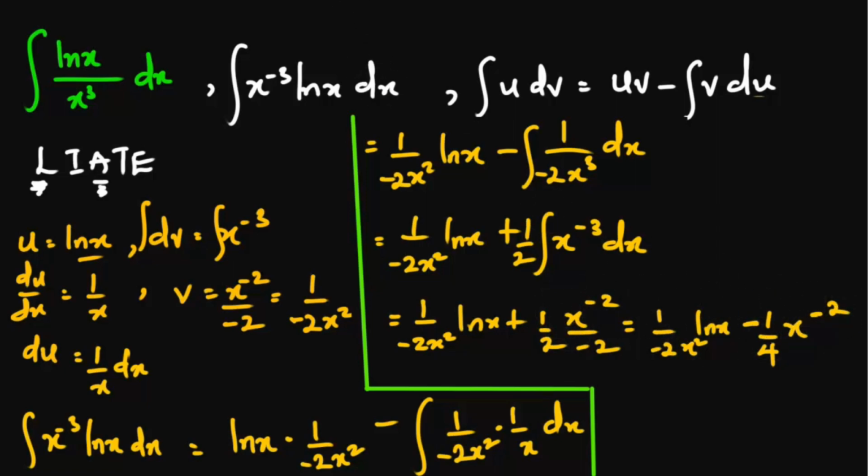Plus c. Or we can write this x to the power minus 2 as 1 over 4, we'll take it to the denominator, x squared, right? Plus c. And that is it.